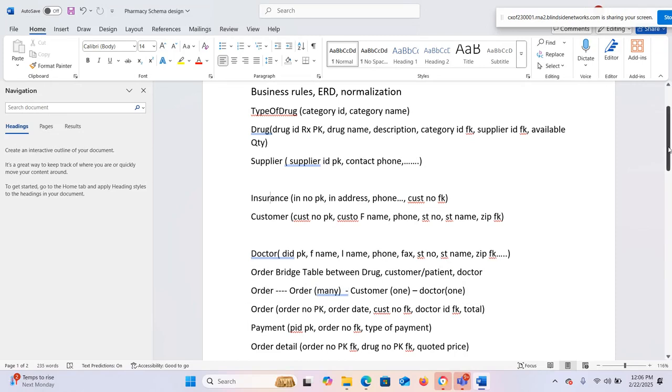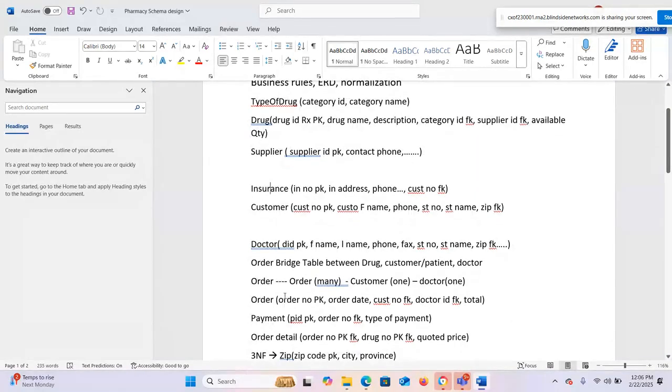So you write your business rules. So order will have order number as the primary key, order date, customer number, because one customer can place many orders. So customer is one side and order is many side. That's why customer number comes here as a foreign key. And doctor information also foreign key. Total amount to be paid, that information should go in order as well.